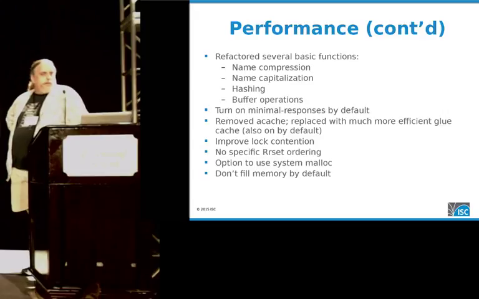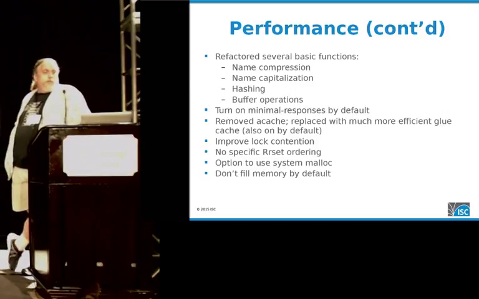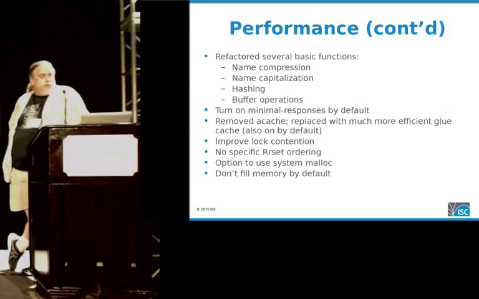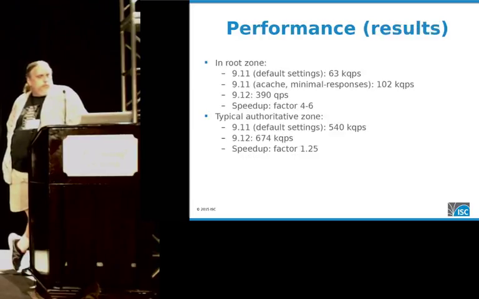Mukund has refactored several of the basic functions, including name compression, name capitalization, hashing, and buffer operations. We've turned on minimal responses by default in 9.12. We've removed the Acache and replaced it with something that's much better that handles only glue responses. That one's also on by default. We've improved lock contention, taken out the sorting of RR sets, and added an option to use the system malloc instead of the one that's built into named, if that improves things.